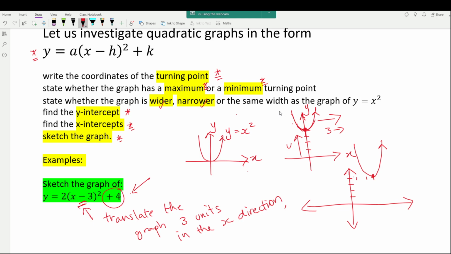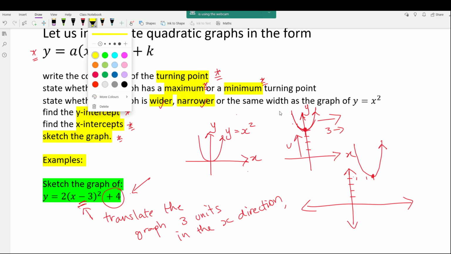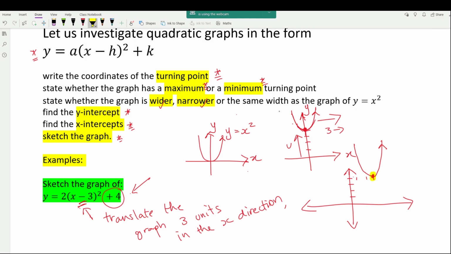Now this point here, let me use the yellow, this point here is called the turning point. It's a point where the graph starts to turn around. So you can see that it's going down, and then it starts to go up. It's just a point where the graph starts to turn around.